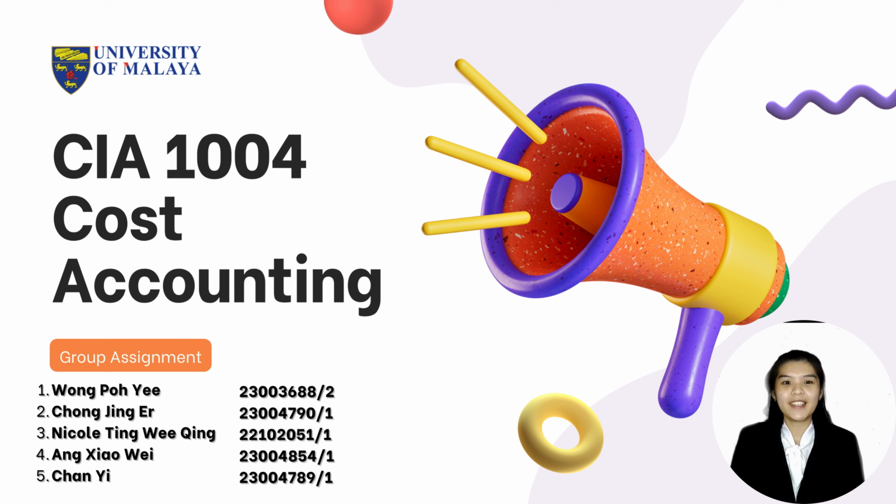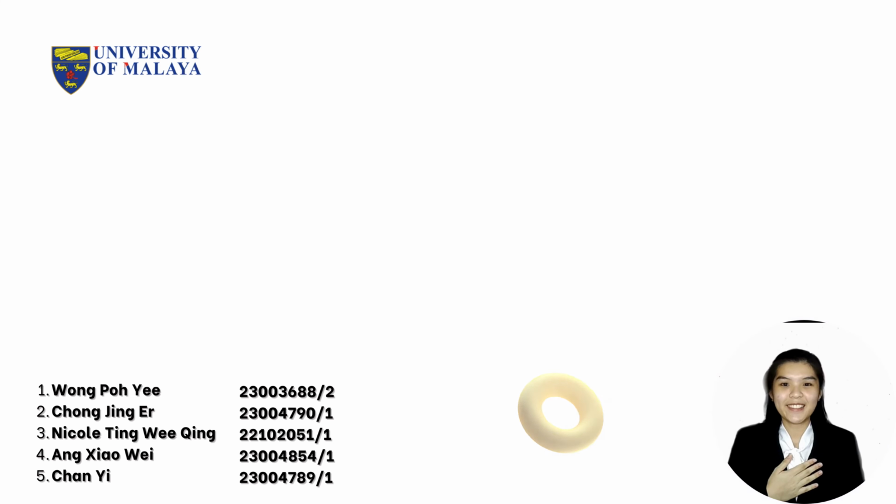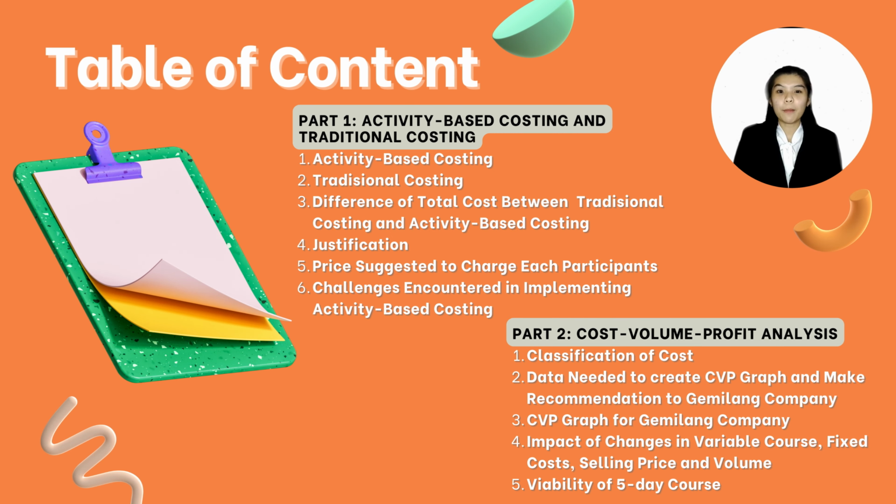We are presenting our group assignment for CIA1004 SEM 1. Here are our group members: Wong Po Yi, Chong Jing, Nicole Ting Wei Qing, Ang Xiaowei, and me, Chan Yi. We have separated the table of contents of the report into two parts: Part 1 is about activity-based costing and traditional costing, and Part 2 is about cost volume profit analysis.